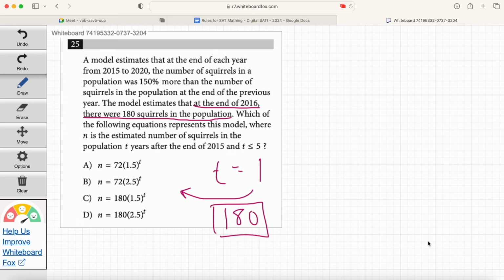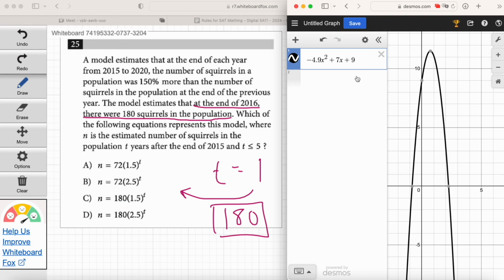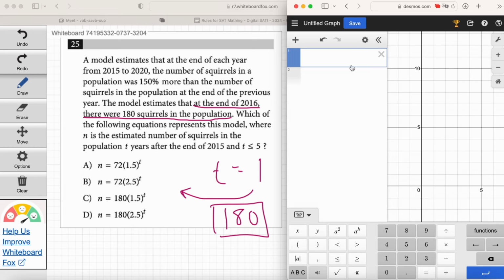Because that's what the question says. It says at the end of 2016, there's 180 squirrels in there. And at the end of 2016, the t value is 1. So we just punch these into Desmos. There's no interpretation necessary here. Just make it concrete. Look at answer choice A. We're going to punch that in. We get 72 times 1.5 to the power of what? The power of 1. Does that give us 180? No way. 108. Not big enough.